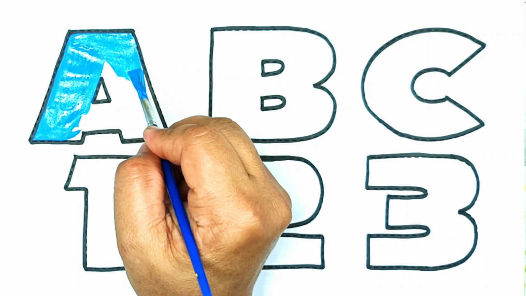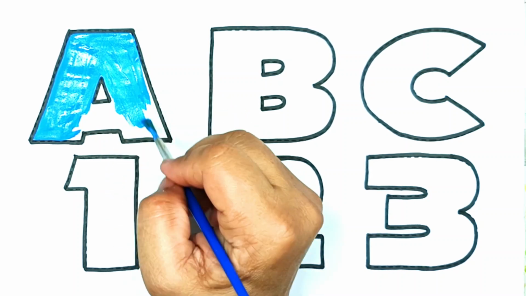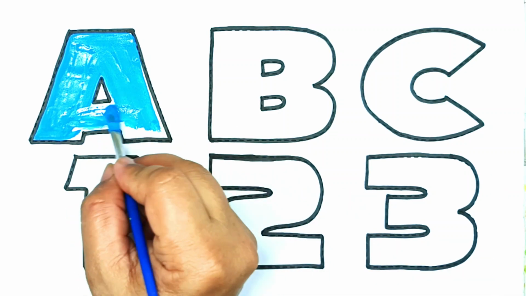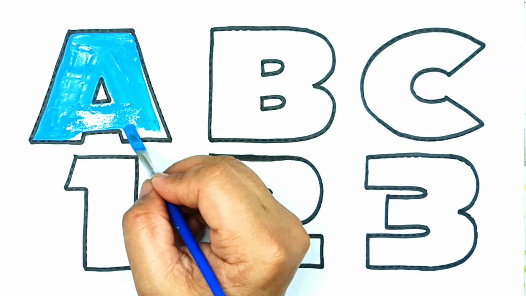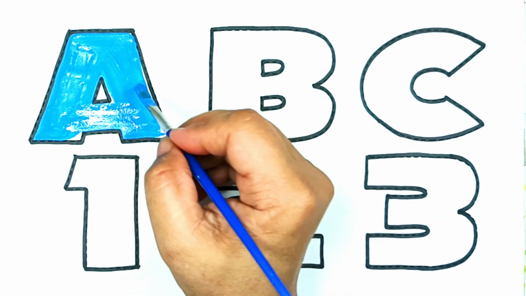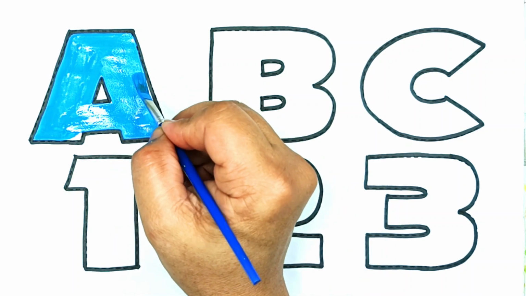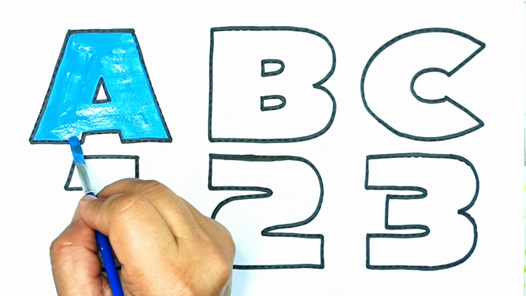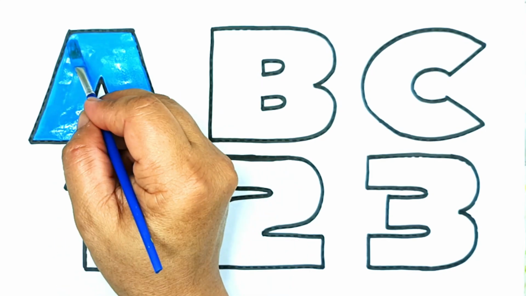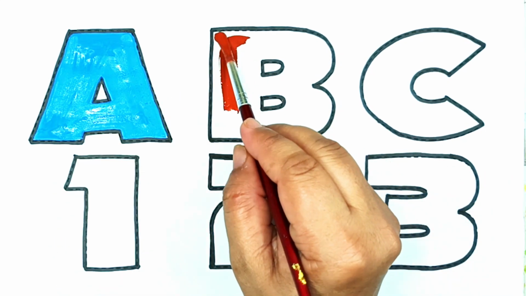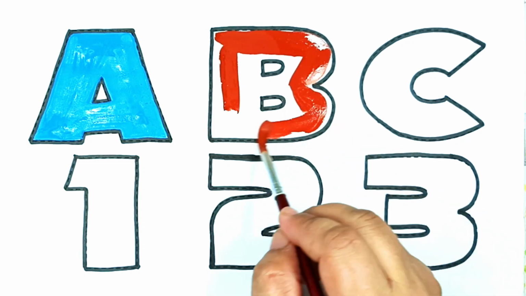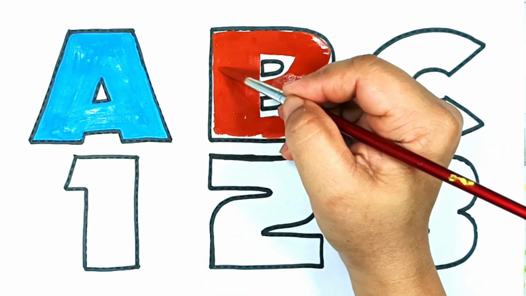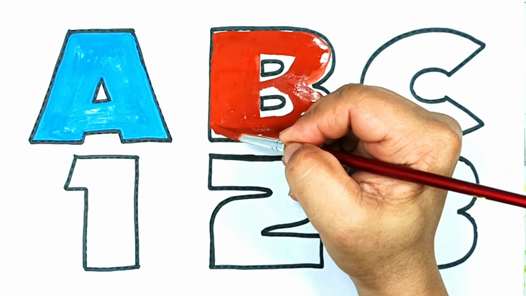Now I know my ABCs. Next time won't you sing with me? A, B, C, D, E, F, G, H, I, J, K, L, M, N, O, A is for airplane. It flies in the sky. T, U, V, W, X, Y, and Z. Now I know my ABCs. Next time won't you sing with me?